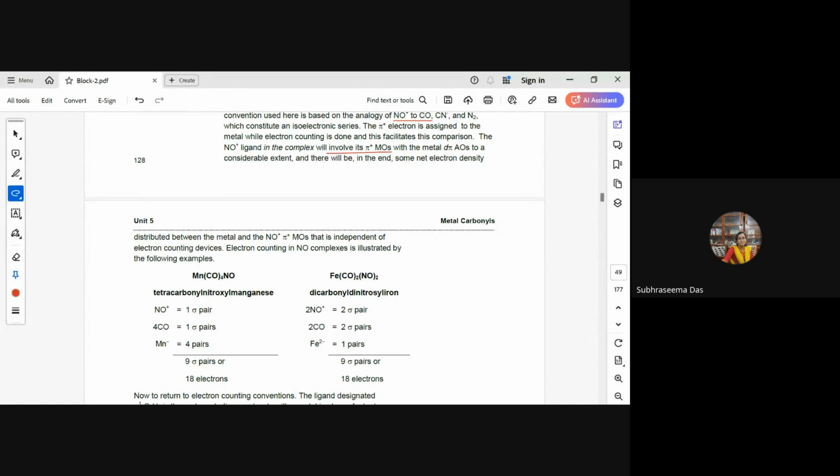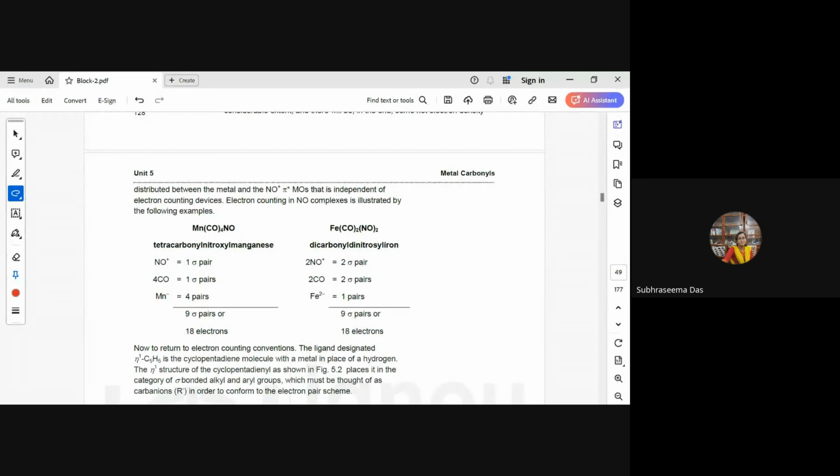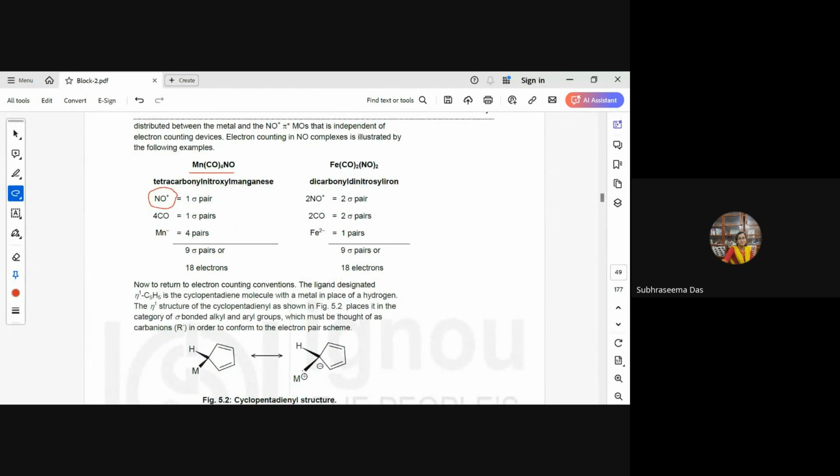The electron counting in NO complexes is illustrated by the following example. Suppose we see Mn(CO)4NO. Here, particularly for NO, we represent it as NO plus. Here it is one sigma pair, meaning two electrons. Then for CO, there is one sigma pair each, and Mn minus gives 4 pairs. So overall it is 9 sigma pairs, and 9 pairs indicate 18 electrons. This is how the 18 electron counting is done for nitrosyl complexes.